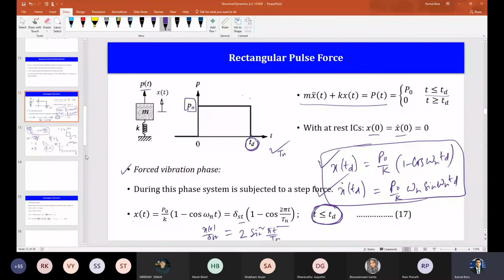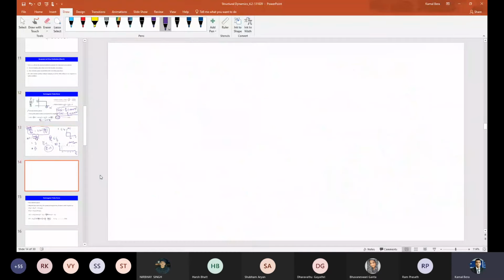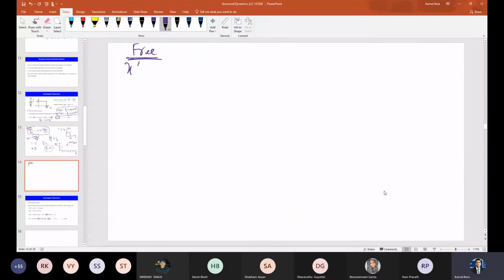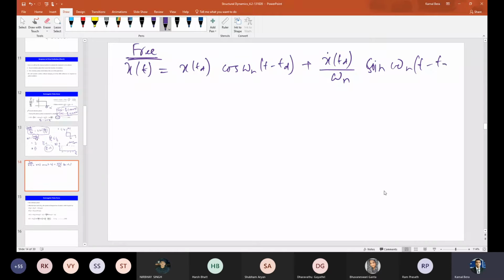And you see after Td there is no force, so it will just oscillate due to this initial displacement and velocity. I can very easily write what my response is. During the free regime, remember that the force regime we have already done, and we have plotted this DLF versus Td by Tn. No question about that. Now over this plot, I'll superimpose the free regime. So x(t) is equal to x(Td) cosine omega n (t minus Td), since it's starting from time Td, plus x dot (Td) divided by omega n times sine omega n (t minus Td). That is very simple, straightforward.